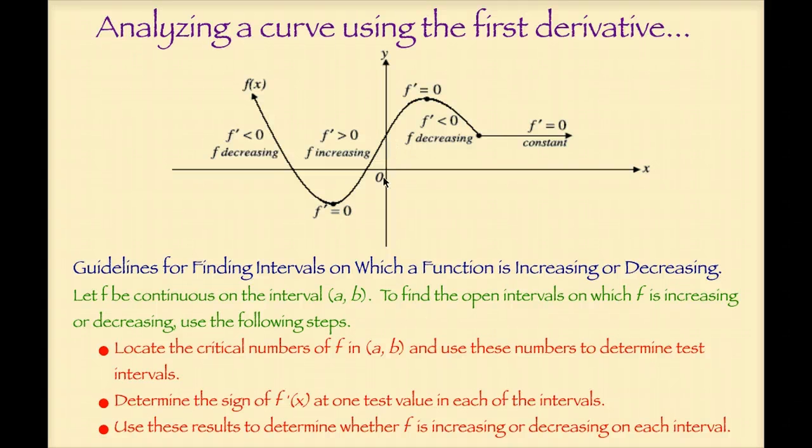If it's positive, that means we have an interval on which the graph is increasing. If it's negative, that means we would have an interval on which the graph would be decreasing. Of course, if it's 0, that would mean we would have a section of the graph which is constant. Then use these results to determine whether f is increasing or decreasing on each interval. All right, I think it's time to practice.